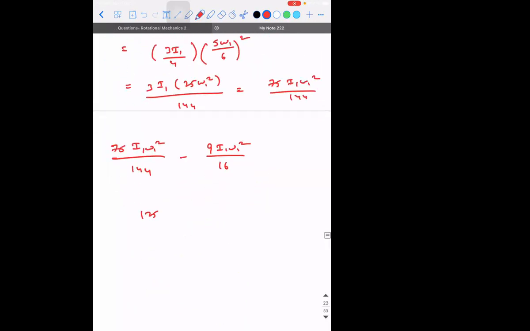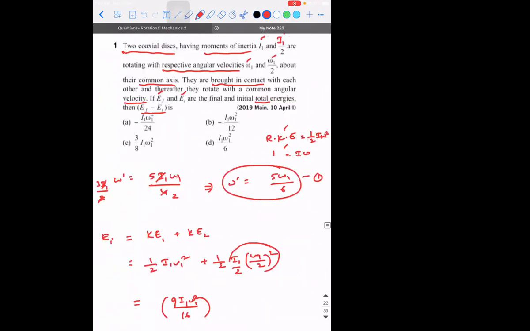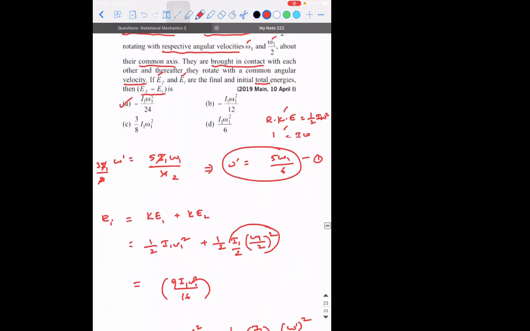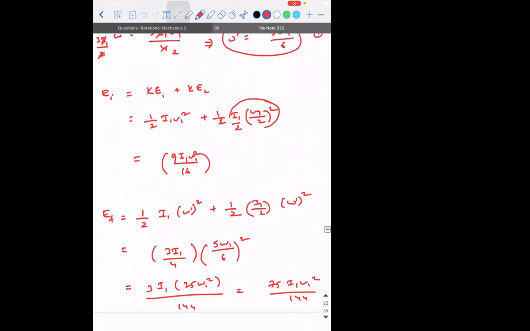So it is 75. So 75 minus 81 is minus 9 I1 omega 1 square divided by 144. It will be minus I1 omega 1 square divided by 75 minus 81. So it is almost 6, sir. Yes, minus 6 divided by 144. So I1 omega 1 square divided by 24. Is there an option like this? Yeah. So minus I1 omega 1 square divided by 24.